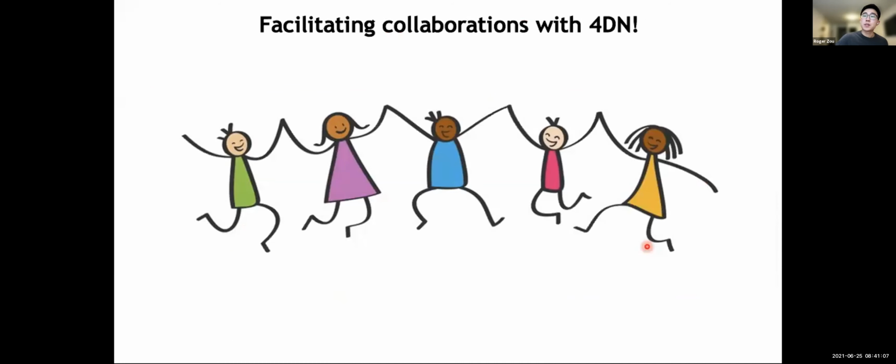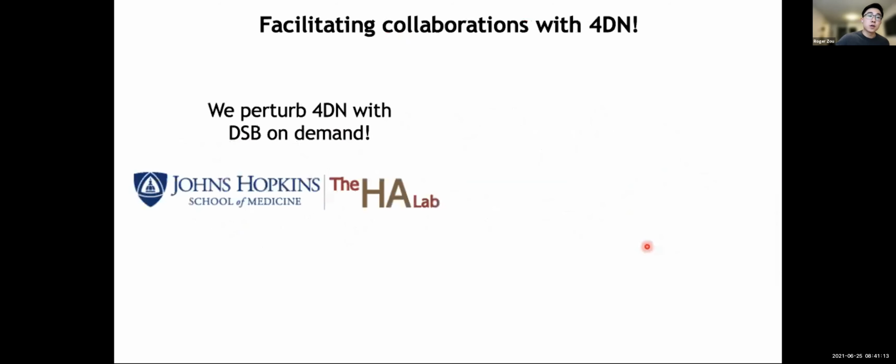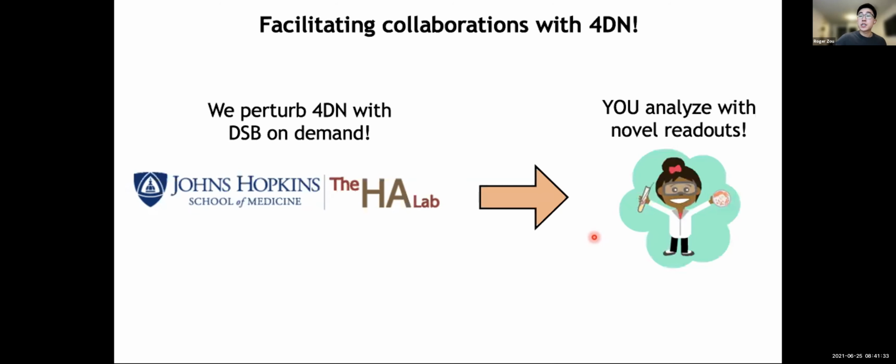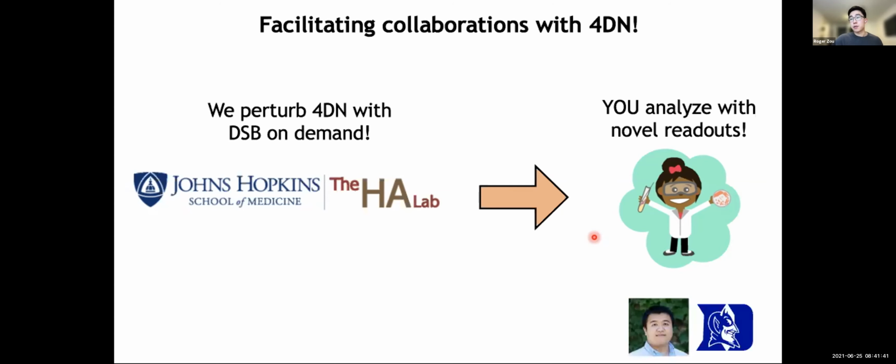And finally, I think this work has potential to facilitate collaborations with the 4D Nucleome network of investigators. As I showed in our presentation, we have the ability to perturb the 4D Nucleome using targeted double-strand breaks on demand. And of course, by on demand, I mean in control of both time and space, so any number of positions and any position genome-wide. And these samples can be shipped to collaborating labs to study its induced cellular phenotypes using novel readouts that they develop. And we're starting a collaboration with Dr. Diao at Duke University, and we're currently shipping the samples to him.